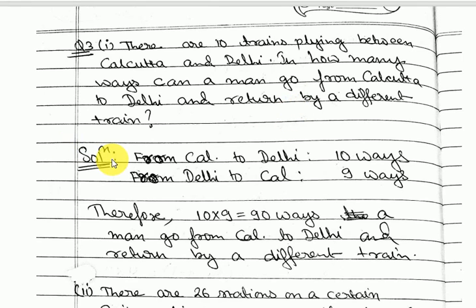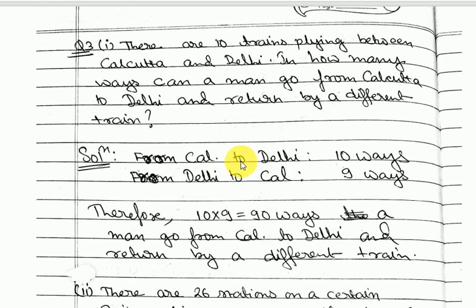So clearly you can see that when he is going from Calcutta to Delhi, he has got 10 options. But once he has reached there and when he has to return, then he cannot opt for the same train by which he had gone to Delhi. So now he is left with only 9 options. So he can go 10 ways and once he has reached there, then he can come back 9 ways. So he can do this how many ways? 10 into 9, that means 90 ways he can do it.